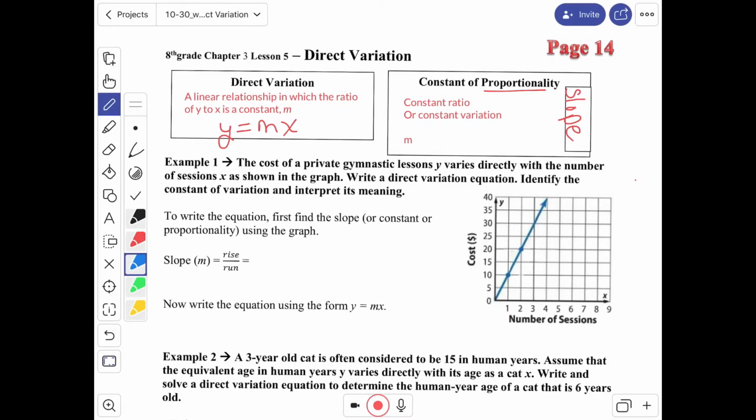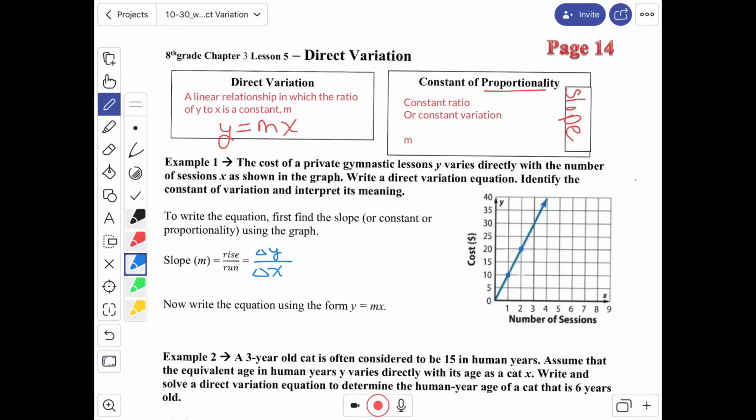So example 1, the cost of a private gymnastic lesson, y, varies directly with the number of sessions, x, as shown in the graph. Write a direct variation equation, identifying the constant of variation and interpret its meaning. So let's find the constant variation or the slope. To write a slope variation, we're going to find the change or rise, change of y over the change of x. And sometimes they call this rise over run.